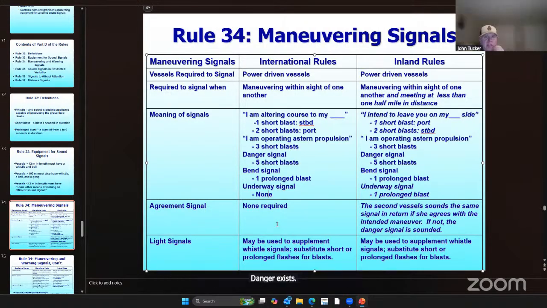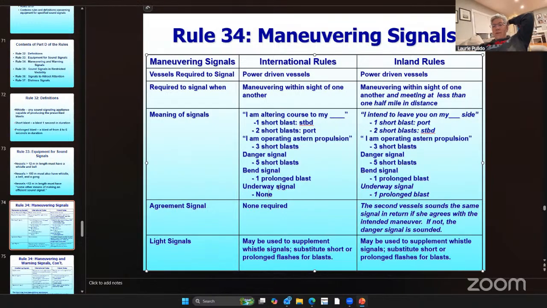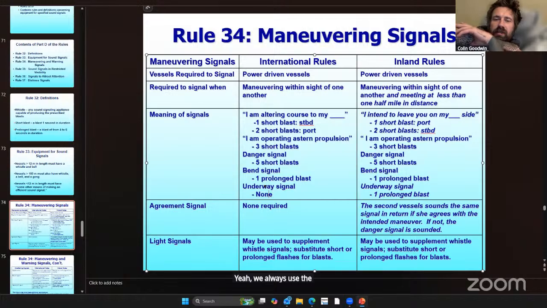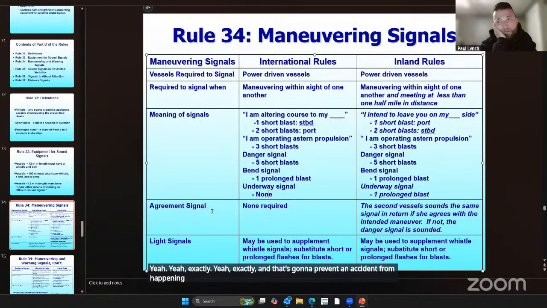You see that a lot where I am on the Piscataqua River in Portsmouth, because it's wider, but as a river you can have sections where you can pass, but you'd have to put somebody in the rocks, whereas they might not see it. Yeah, exactly. We always use the bend signal at E-Dock coming out in Dammersport because you can't see anything. And that's going to prevent an accident from happening. So you're just grabbing someone's attention.